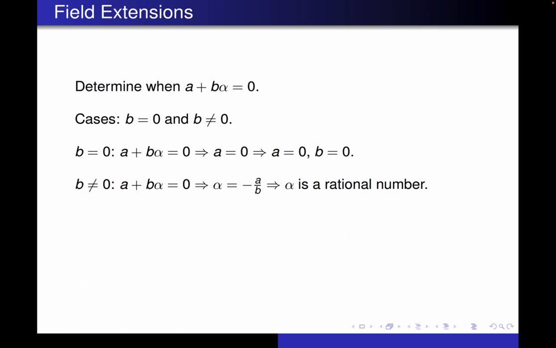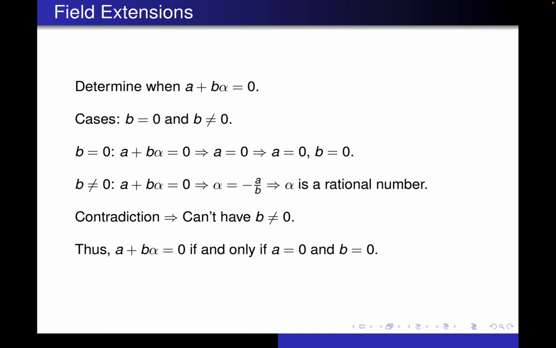And not only is alpha not a rational number, it isn't even a real number. So that's a contradiction. And that means that we can't have b is not equal to 0. So the only case we have is when b is equal to 0. And if b is equal to 0, that means a is equal to 0 as well.